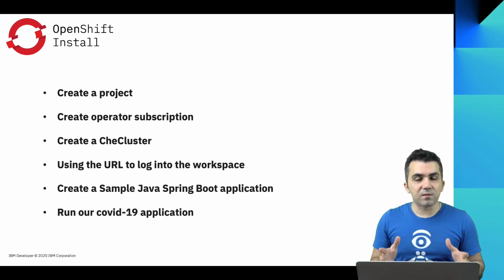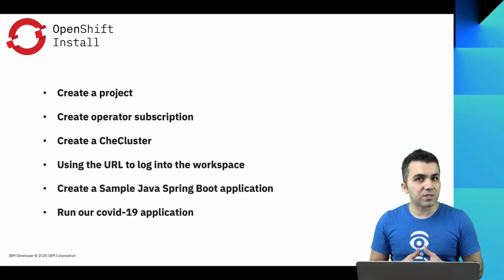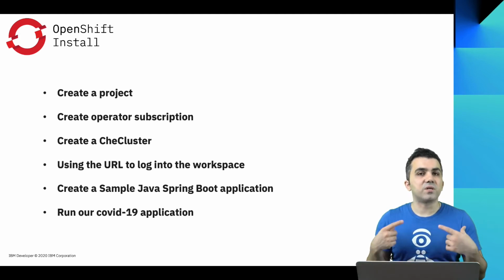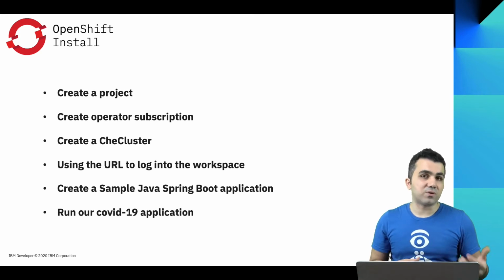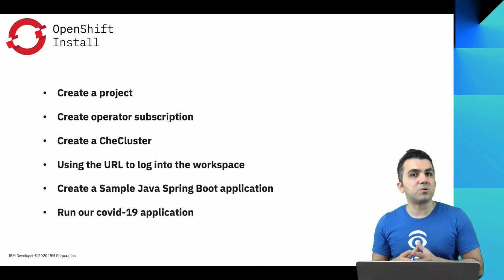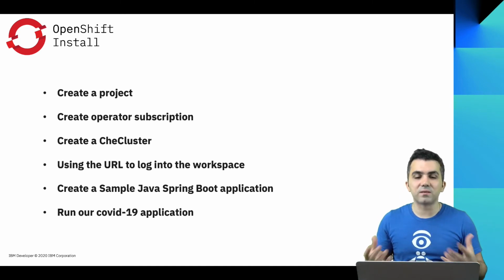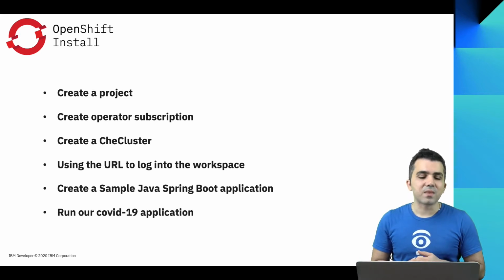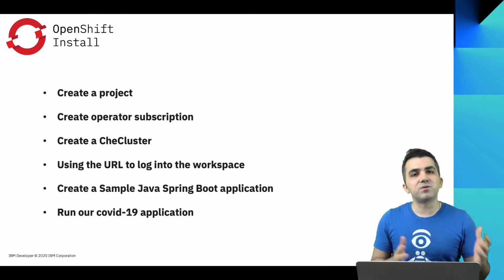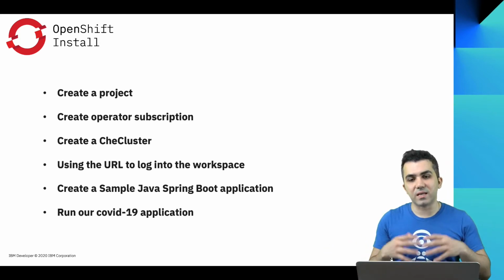Once we've subscribed to the operator, we are going to create a CodeReady Workspaces cluster, and then we are going to get a URL after the cluster is ready, and with that URL we can log into our workspaces. We also need to sign up for the workspaces, as you will see shortly. Once we've got our workspaces up and running, we can create a sample Java Spring Boot application. So you'll see what it is like to create different types of application. You've got Node.js, you've got Python, you've got different types of applications there. And then once we've done that, we're going to run our COVID-19 application in our workspace.